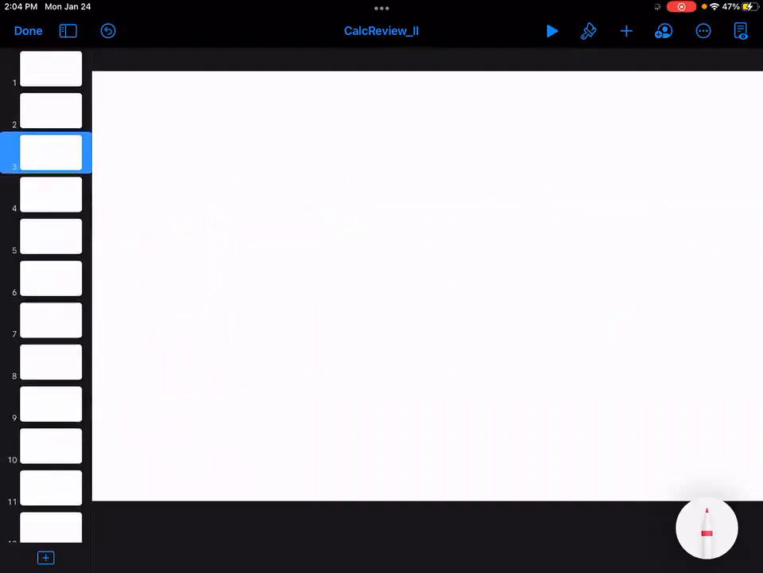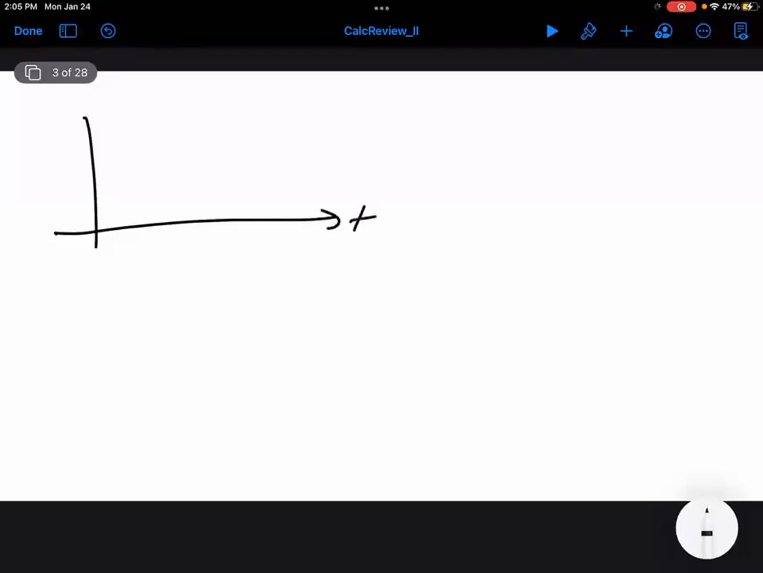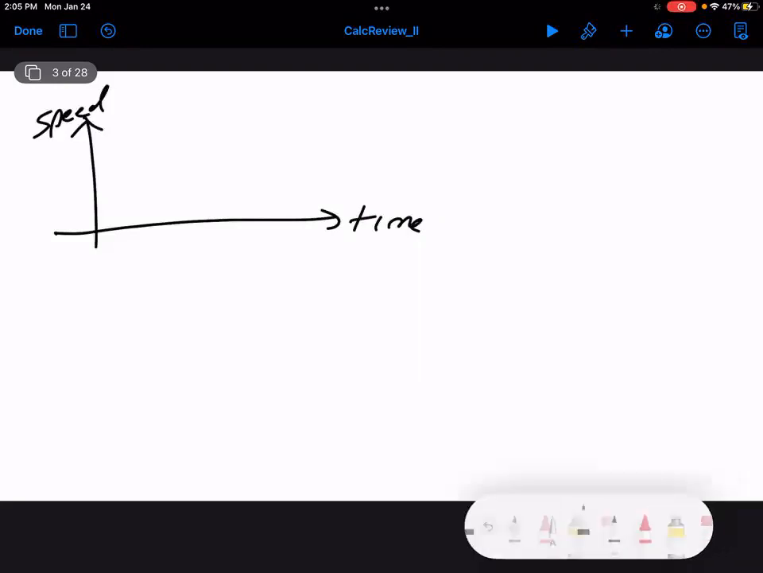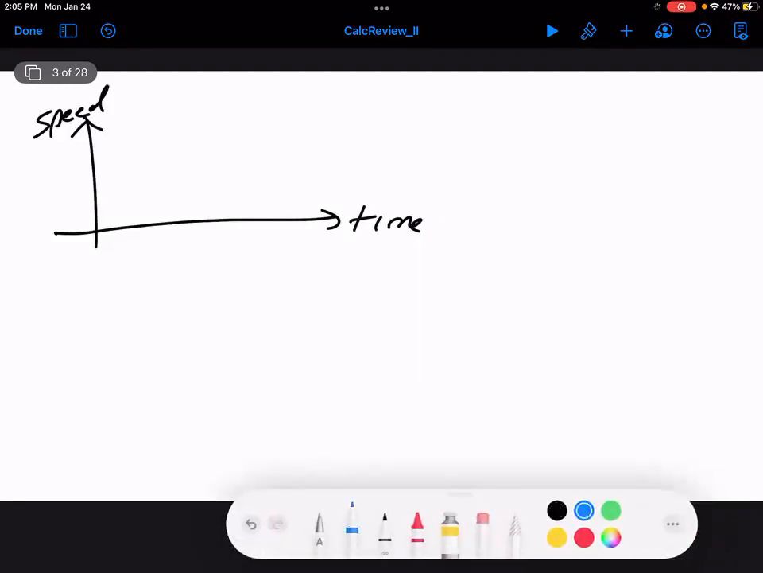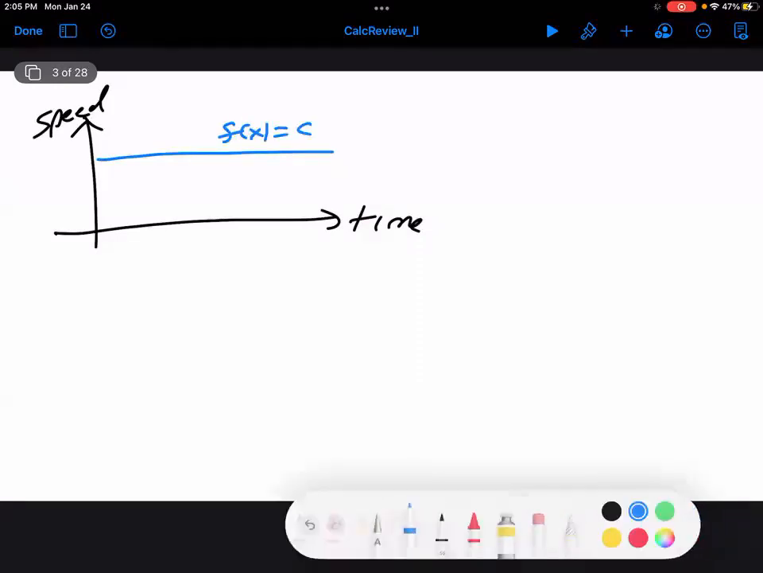So we start off with some simple cases. Always start with a simple case and try to build up. So the simplest thing we could consider is here's time, here's speed. What's the simplest speed function you can think of? Oh, y equals x is complicated. There's something even simpler than y equals x. Y equals 2, y equals 3, y equals some constant. So we take f of x equals some constant c. So we're traveling at constant speed.